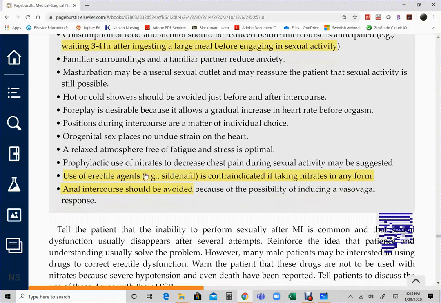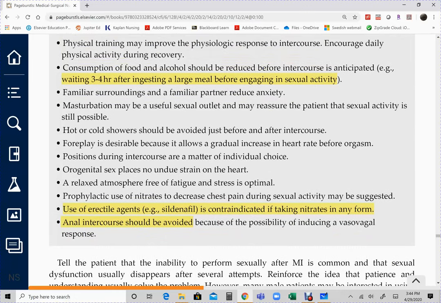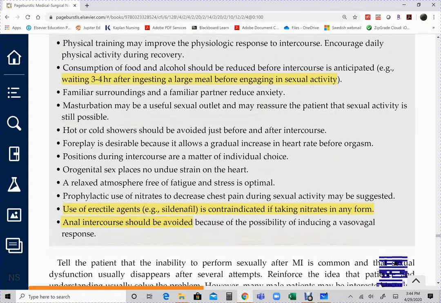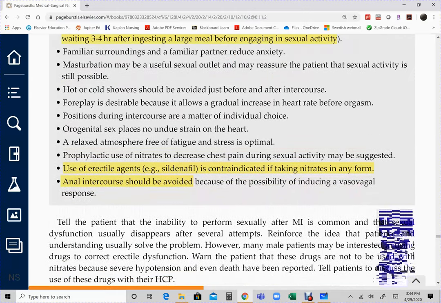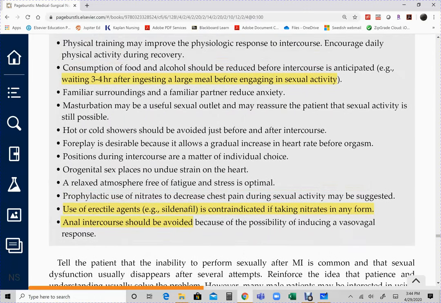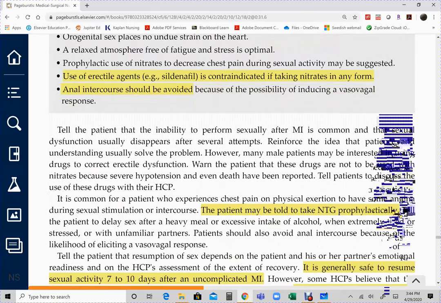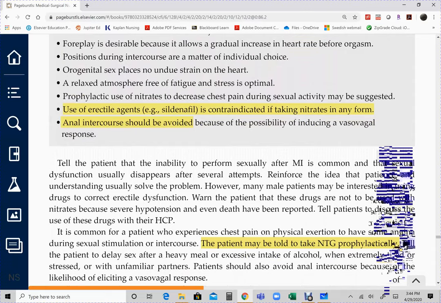So you don't want to add sexual activity to that. Still about sexual activity with nitrates, if they're taking short-acting or long-acting nitrates in any form, no. Okay, they can't use Viagra or Cialis. Probably heard it on commercials. Don't take Viagra if you use nitrates for chest pain, as it may cause a sudden drop in blood pressure. Okay. Definitely no anal intercourse. All other activities, let's say masturbation, oral sex, these are okay. I mean, they're fine.